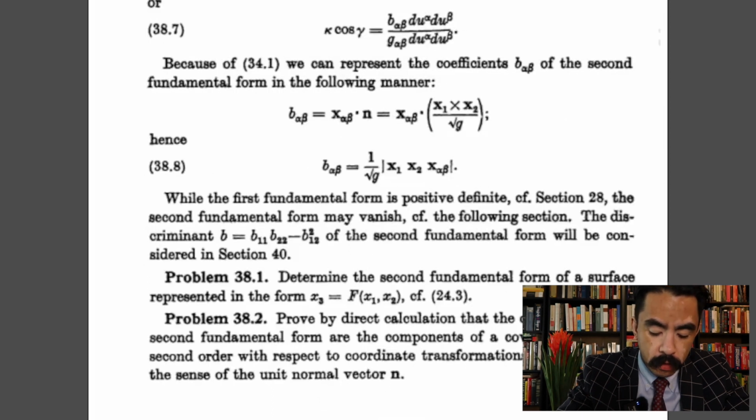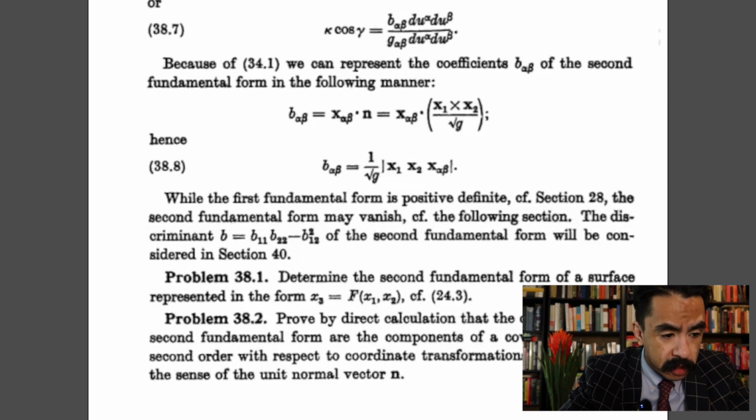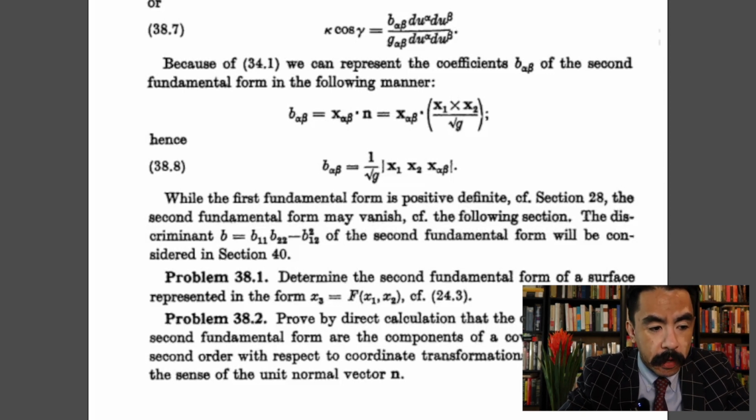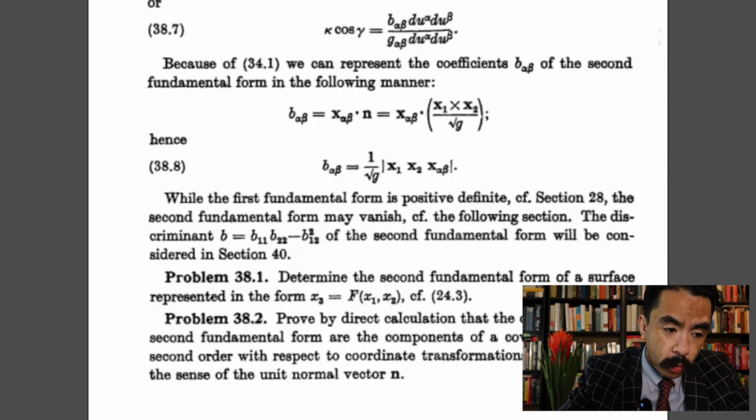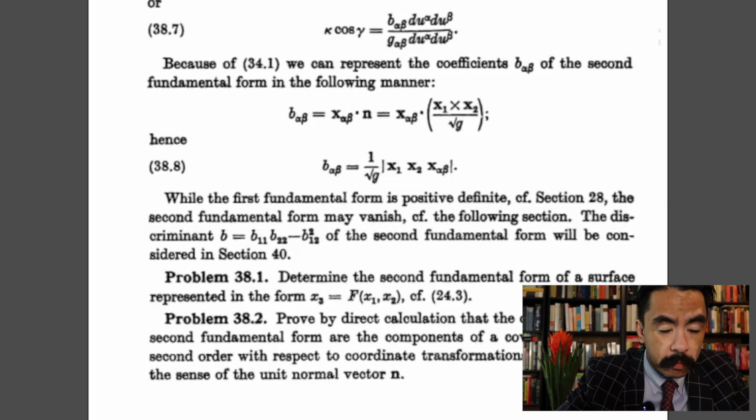Because of the formula for the unit normal vector to S at a point P, we can represent the coefficients b_αβ of the second fundamental form in the following manner. b_αβ equals the scalar product of x_αβ with n, which equals the scalar product of x_αβ with the quantity (x1 × x2)/√g. Hence, b_αβ equals the reciprocal of √g times the determinant with the first column being x1, the second column being x2, and the third column being x_αβ.